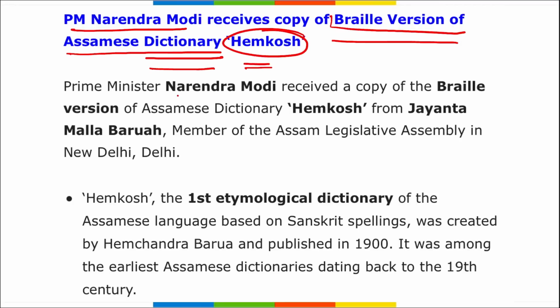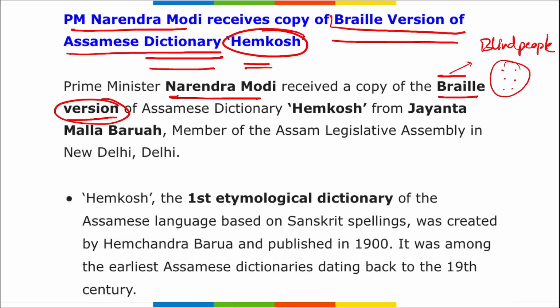It is Hemkosh. Alright, so Prime Minister Narendra Modi received the copy of this Braille version, and basically Braille is a script, or you can say a language, for blind people. In this Braille script, there are 6 dots arranged in different orders. When a person moves his hand on these dots, he will be able to sense that a particular arrangement of dots signifies a symbol, and that is used for a particular word.